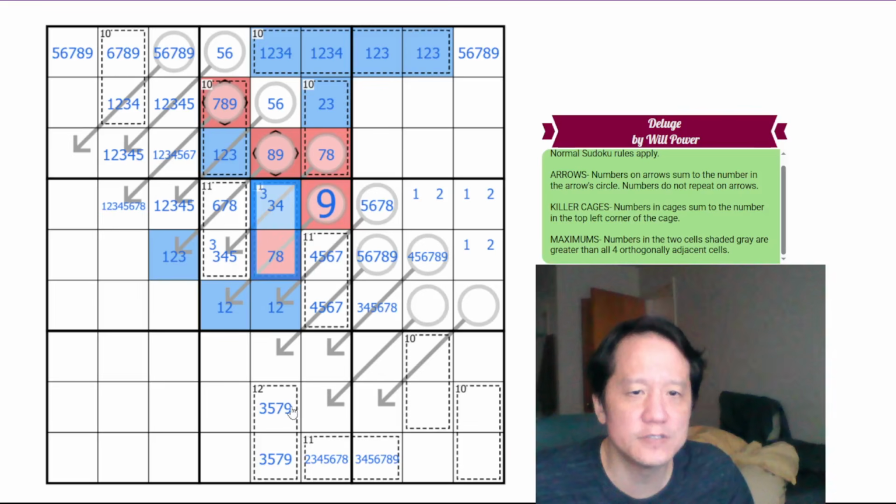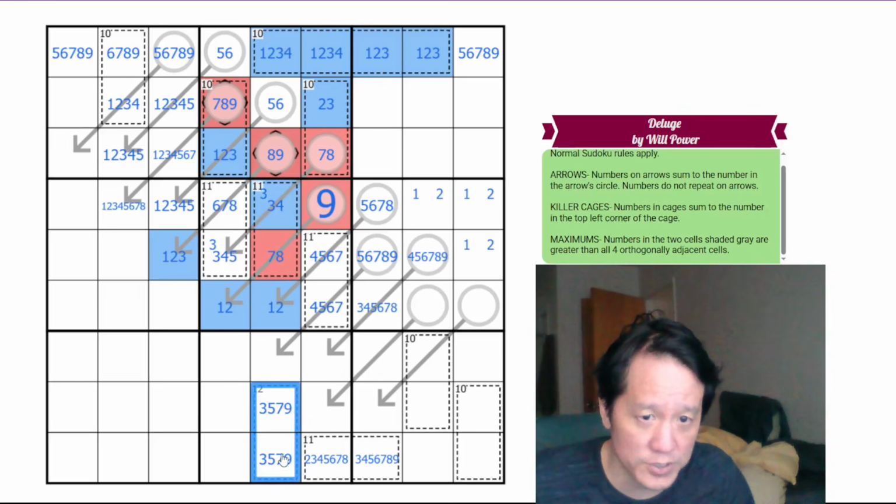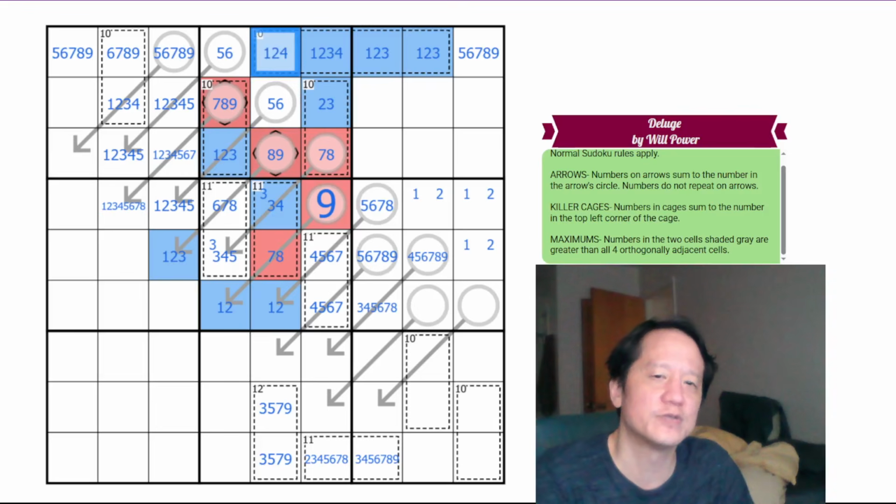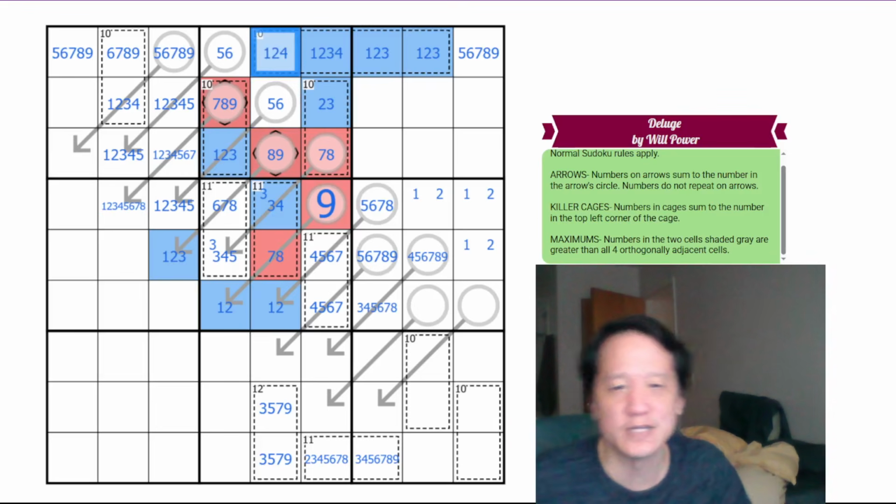So this has to be 3 or 7 here. And this must be 3 or 7 here, which eliminates 3 and 7 in the rest of the column. So this can't be 3. Okay, that doesn't help us much.